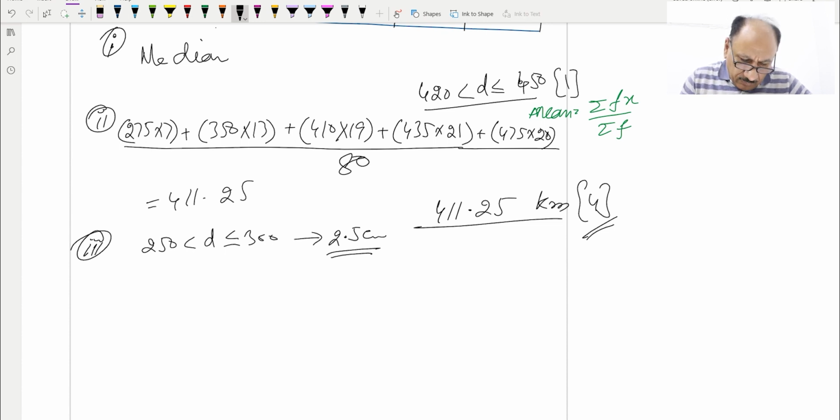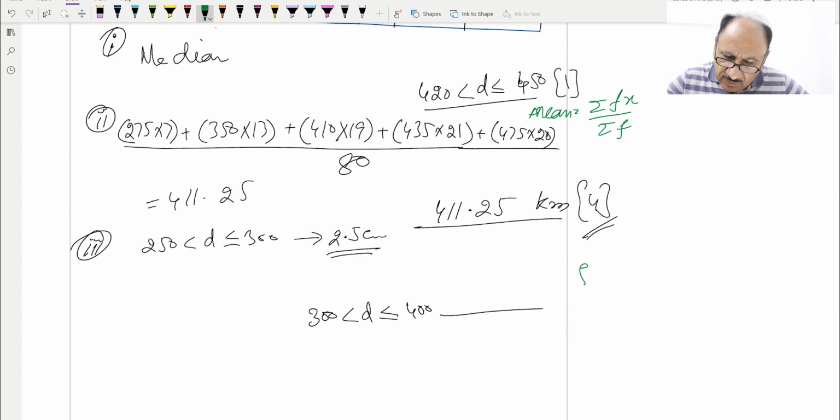So the height of the bar for 300 to 400 is required, and for that we will have to calculate frequency density. The formula is: frequency density is equal to frequency over class width.